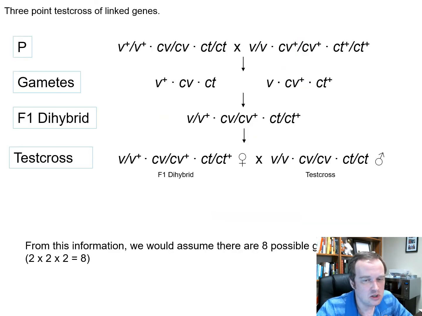Okay, so for this map distance, we have to have a trihybrid cross, right? Because A, B, and C, we had 3 genes. So in this example here, we're going to calculate the distance between genes.